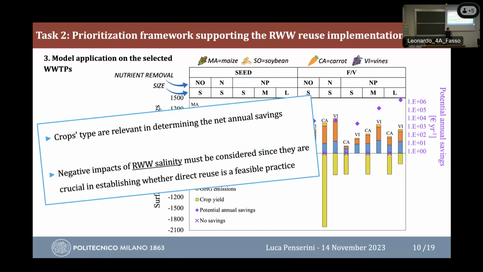The main outcomes that we can point out are that the crop type is the most relevant parameter, and at the same time it is important to consider not just the positive impacts but also the negative impacts, in this case salinization, because it can overturn the result. So for some types of crops it becomes not convenient at all to implement reuse because you have a loss and not a saving.